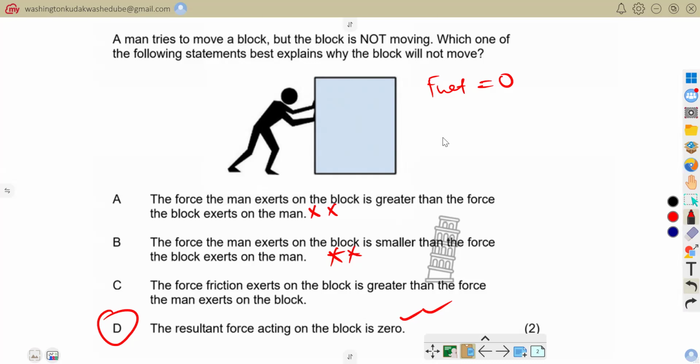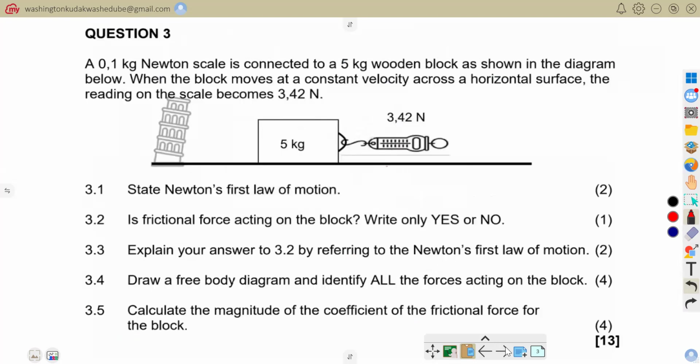Now, I want us to move on to structured questions. So here I brought a question also from the same question paper. This was now question number 3. And you can see that this question was a structured question where they ask you to give your answer in your own words as well as in your own calculations. They don't give you guided questions. So let's look at question number 3.